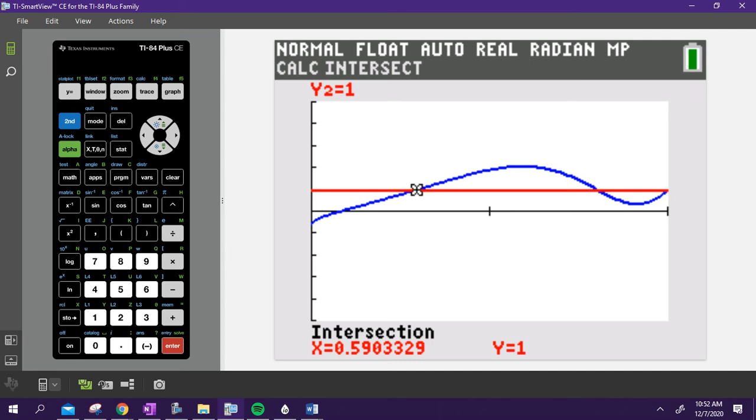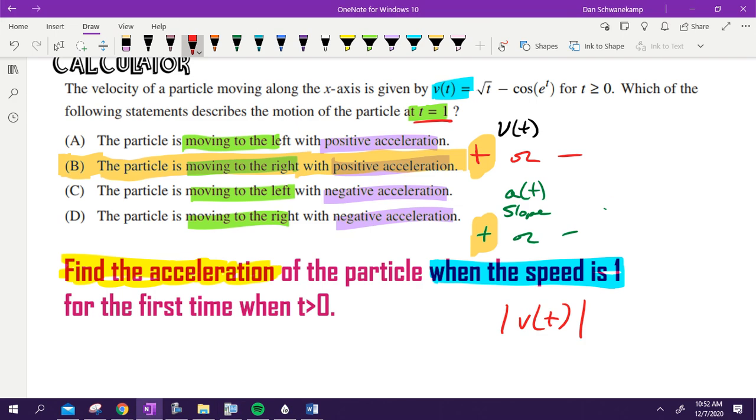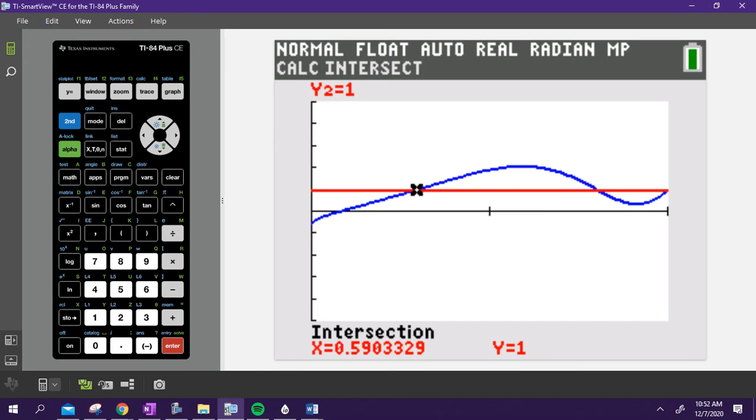Is that the answer to this question? We just answered when is the speed 1. I didn't answer this part of the question: find the acceleration. So what do I need to do to find the acceleration? Find the slope at that number.